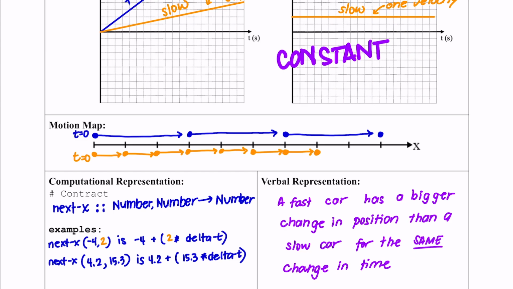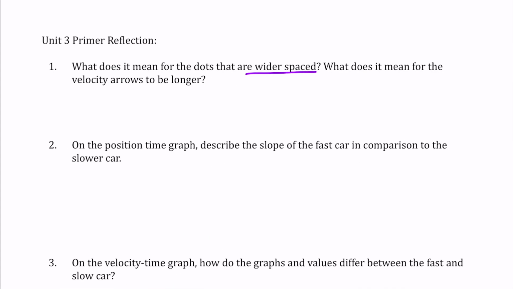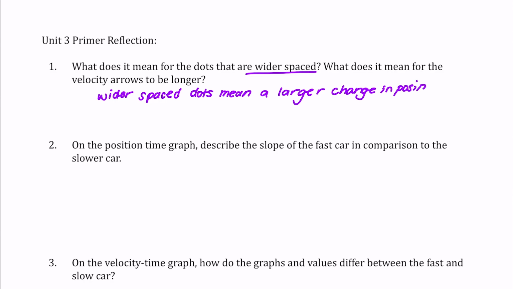So here in our motion map, we can see that the blue one is showing that the dots are further apart, the arrows are longer, and so in comparison to the gold color car or the slow one, there's less change, right? So wider spaced dots mean a larger change in position, and it represents a fast moving object. So the longer arrows show a fast moving object.